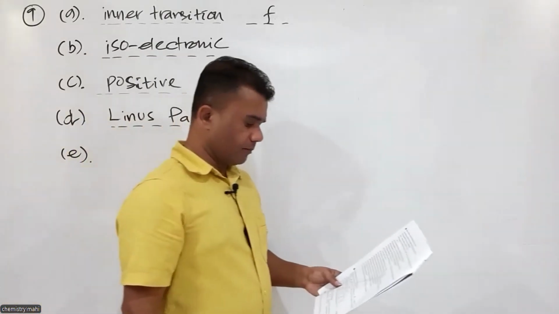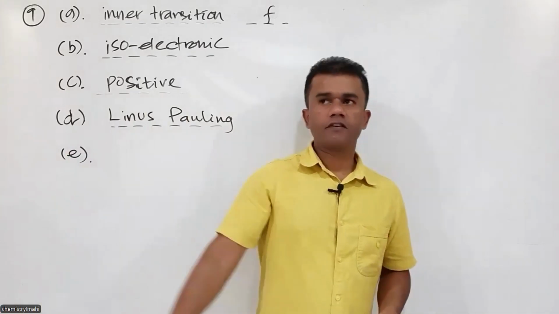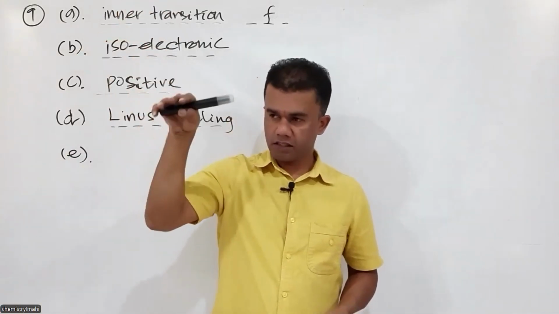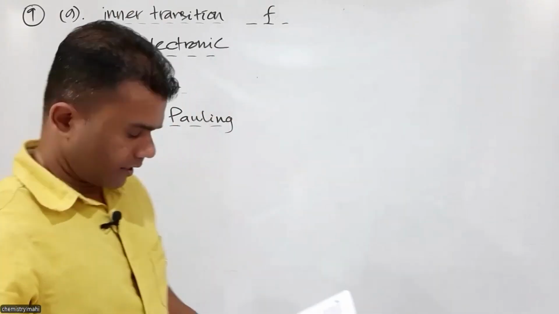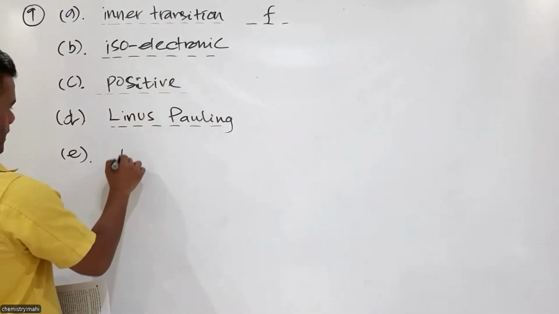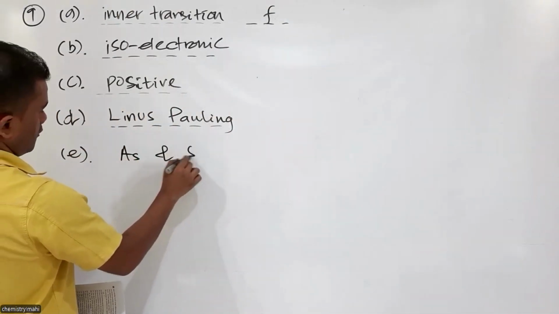Among group 15, the metalloids are: among group 15 we have nitrogen, phosphorus, arsenic, antimony, bismuth. Nitrogen and phosphorus are non-metals. Thereafter, we have arsenic and antimony. These are metalloids.